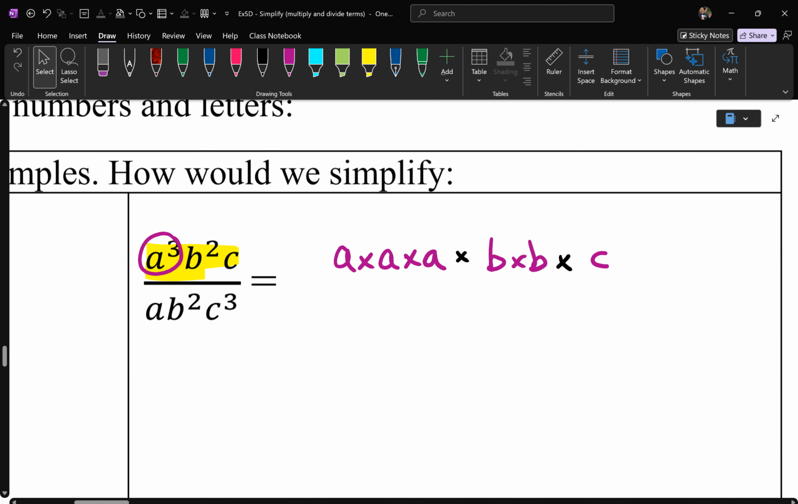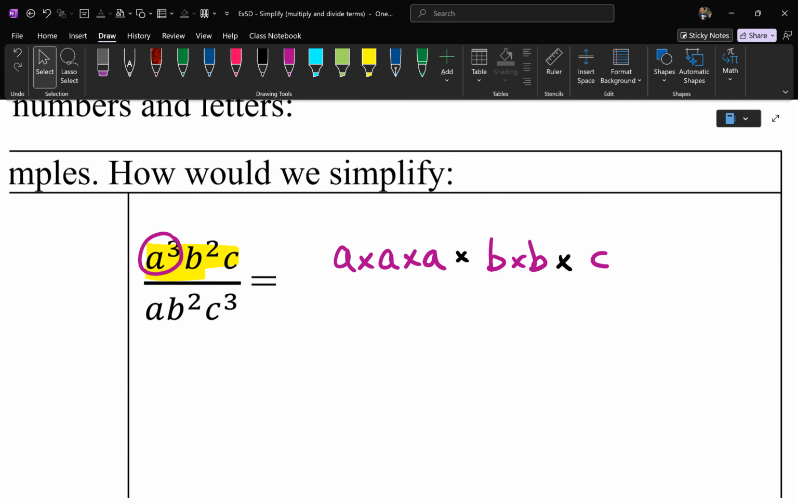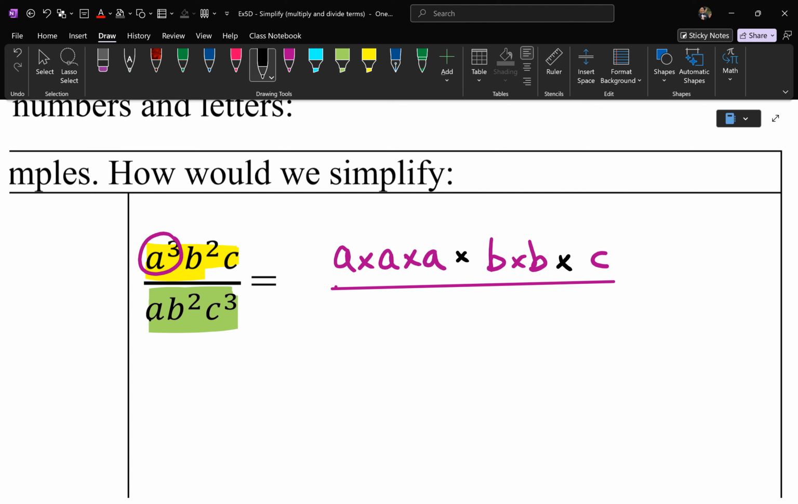Beautiful. So I split it up. All I had was A times A times A times B times B times C. I haven't done anything. All I did was just read what we've taught. Then divide that by, do the same thing for the bottom now. Here we go. Let's read the bottom. You only got 1A there, so that's 1A.